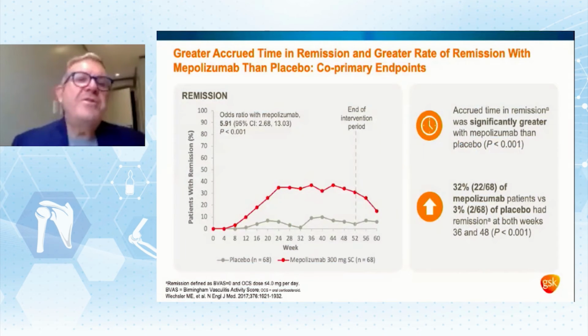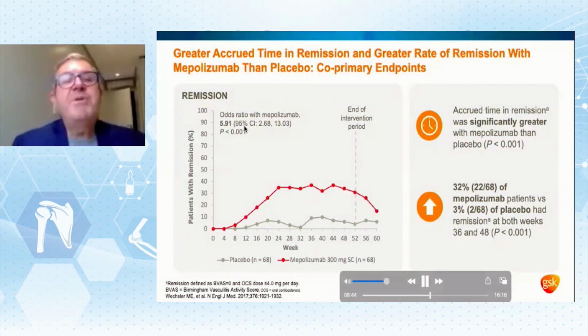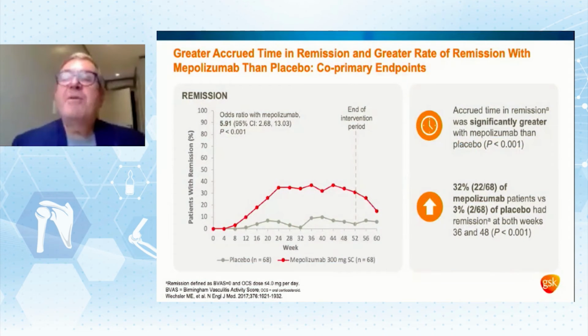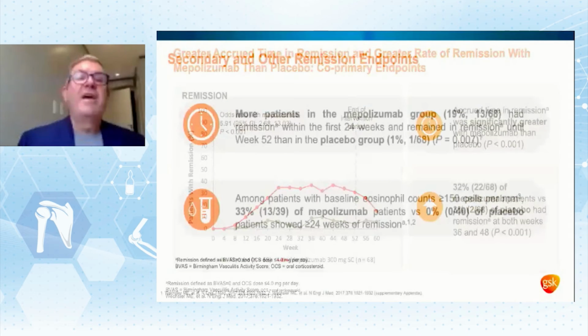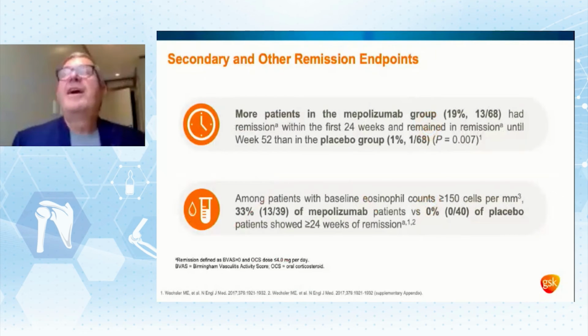The probability of patients being in remission was 6 times higher using mepolizumab, with a confidence interval between 3 and 13. So the accrued time in remission was significantly greater with mepolizumab than with placebo. And 32% of the patients on mepolizumab versus 3% on placebo had remission at both weeks 36 and 48, which were also important endpoints in this study.